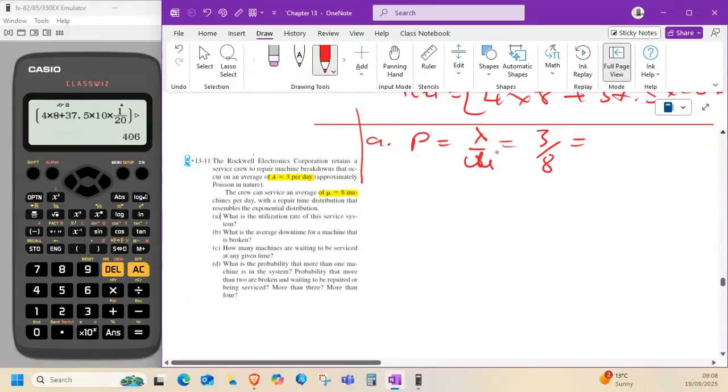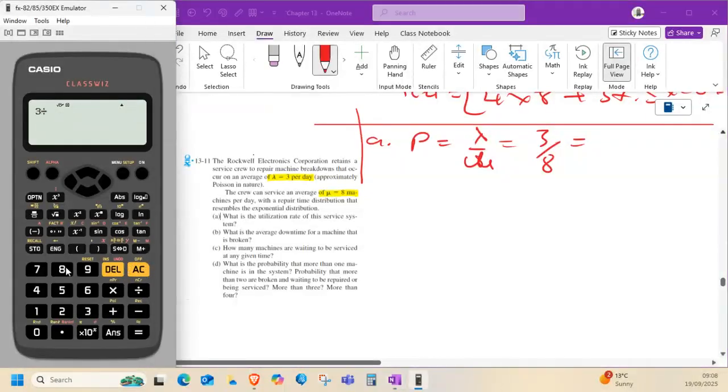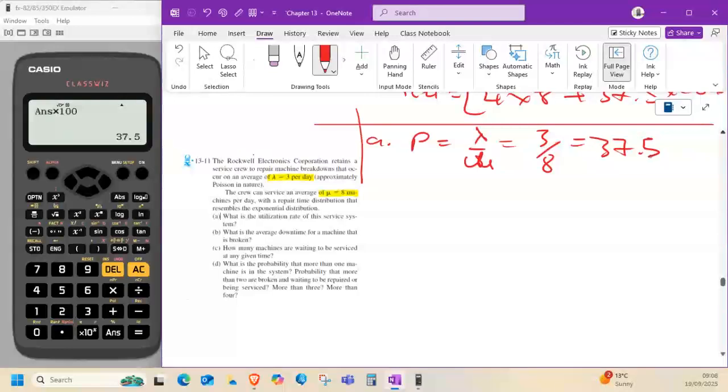The best way is to write it in the form of a percentage. 3 divided by 8 equals that, and then multiplied by 100. Then it gives you 37.5%. Then what is the average? And that's when reading is very critical. Reading to understand what is the average downtime. You can tell that we are talking about a machine that is broken.